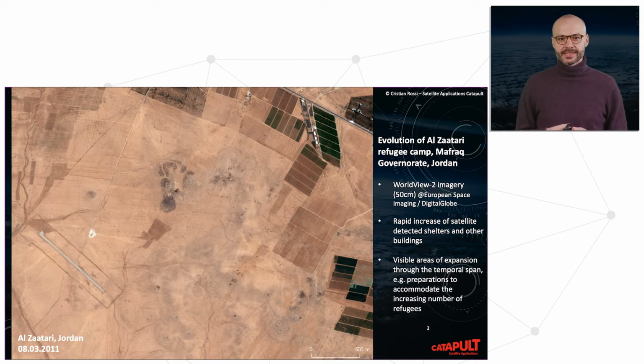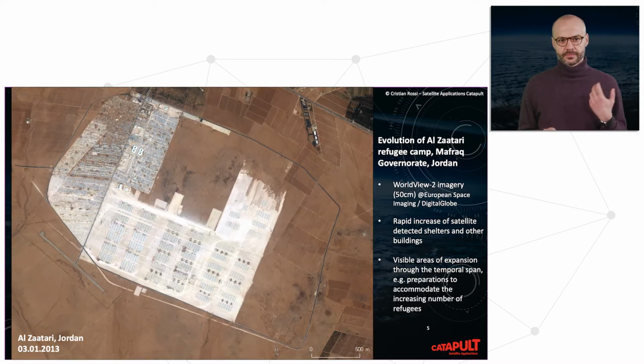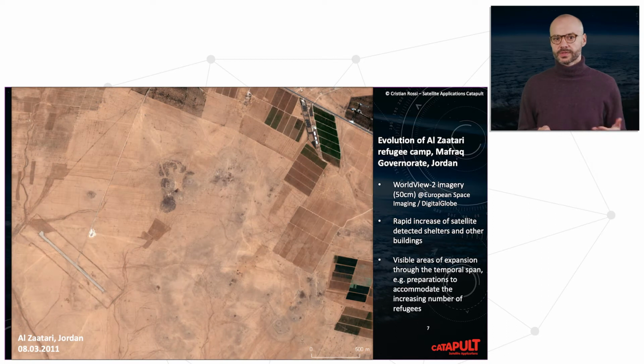What we see here is a high resolution optical image from a sensor called WorldView 2, at about 50 centimeter spatial resolution, that shows the evolution of a refugee camp in Jordan, the Al-Zatari refugee camp. This is actually a series of images. So we see in 2011 how the land was, 2012, 2013, till the last one here. So what we are seeing here is how the refugee camp evolved through time.